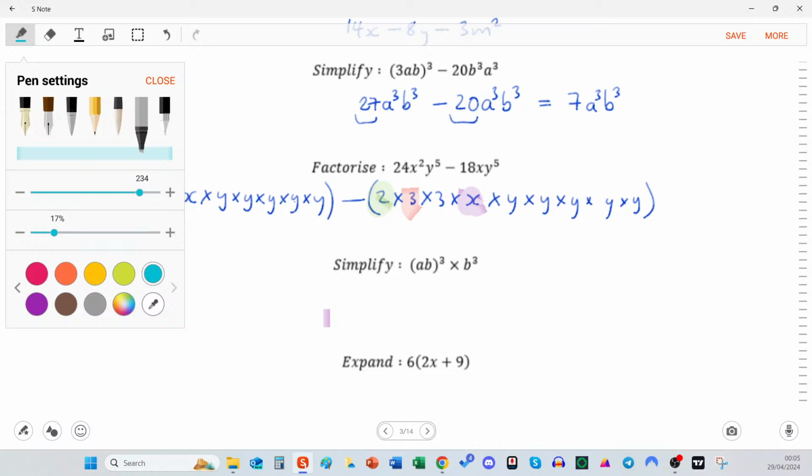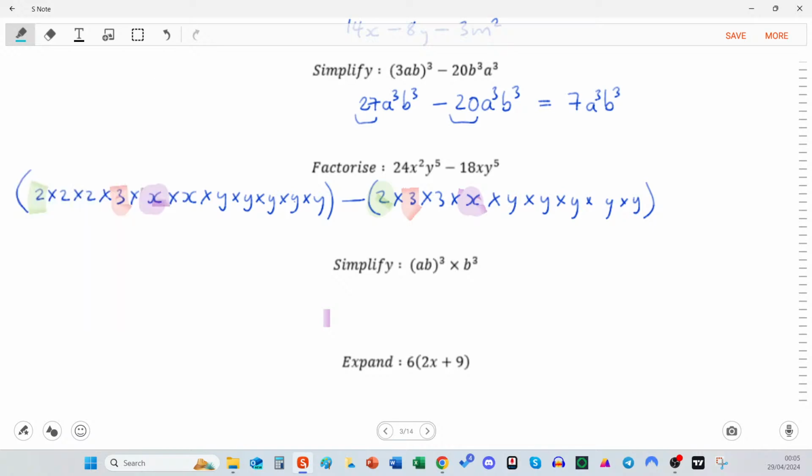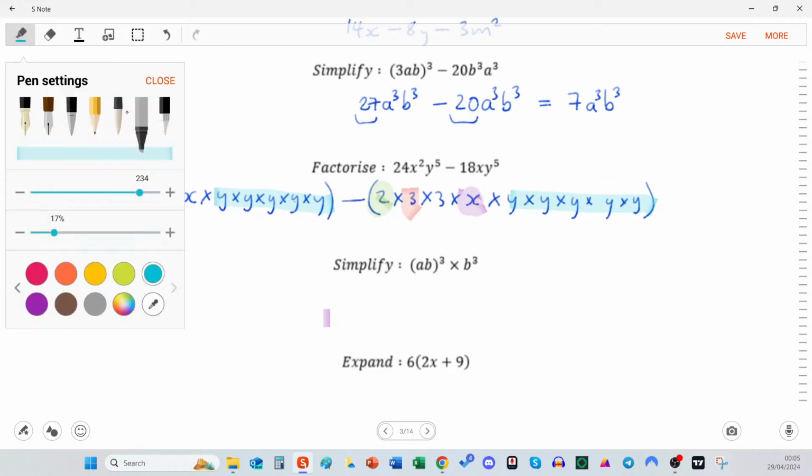I'm missing a fundamental colour here. All right, let's go for blue. Let's see if it works. And we have 5 y's on the right as well as 5 y's on the left. So these are the things that go into both, so we can write that out the front.